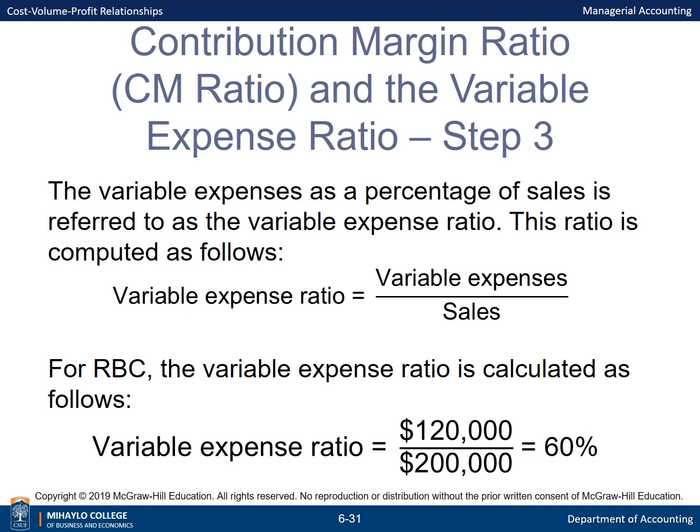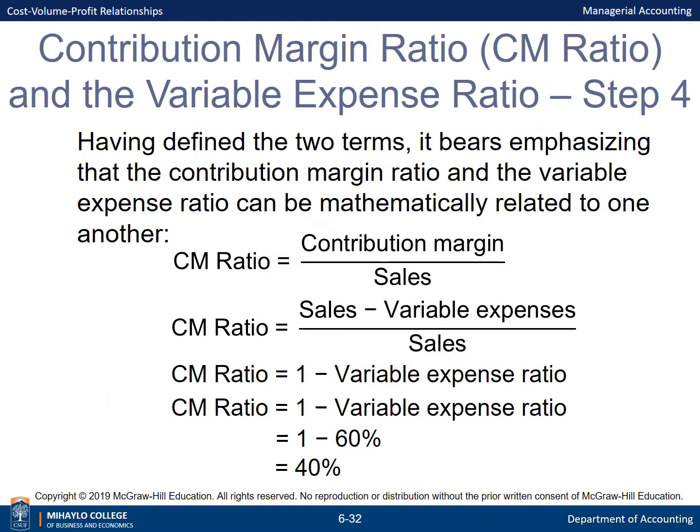The variable expenses as a percentage of sales is referred to as the variable expense ratio. This ratio is computed as variable expenses divided by sales. For RBC, the ratio is $120,000 divided by $200,000, or 60%. Having defined the two terms, it bears emphasizing that the contribution margin ratio and the variable expense ratio can be mathematically related to one another. The CM ratio is equal to 1 minus the variable expense ratio, or 1 minus 60% equals 40%.